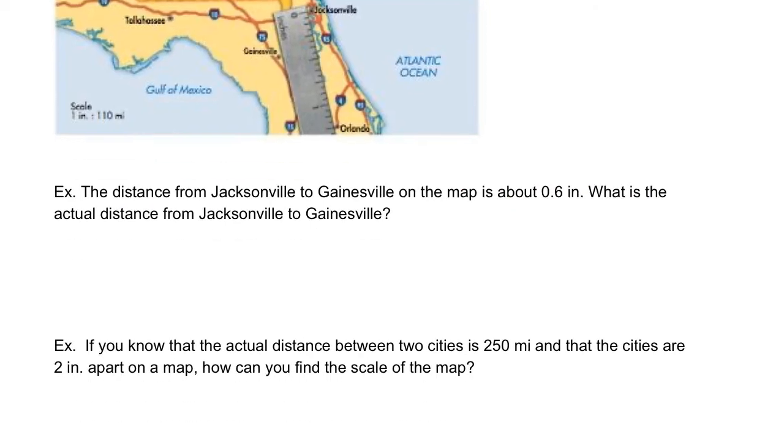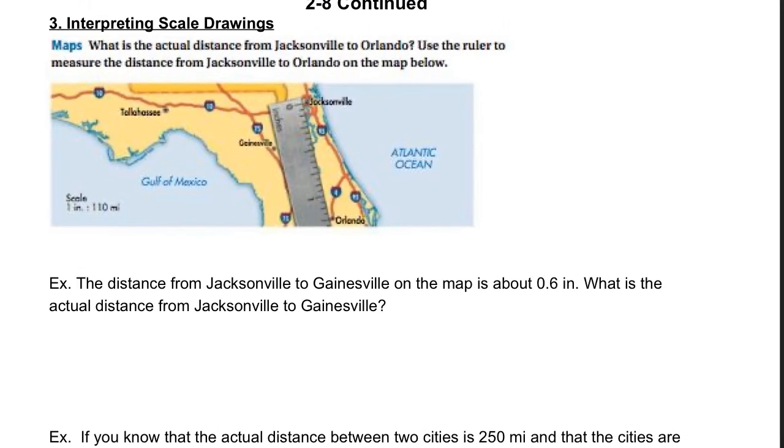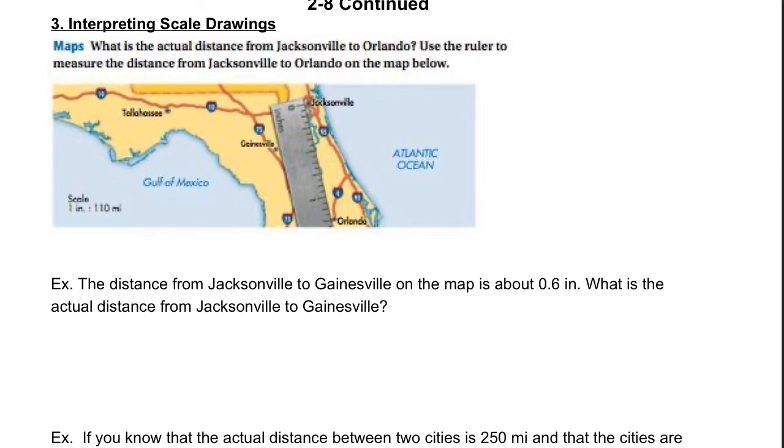So here, I know maps aren't a very common thing anymore, but it's still nice to be able to read a map and figure out what's going on with that map. So this says, what is the actual distance from Jacksonville to Orlando? We're going to use the ruler to measure, and then we're going to set up our proportion.